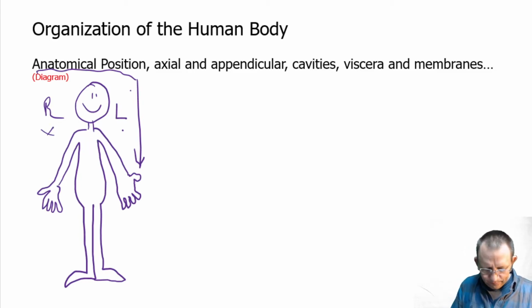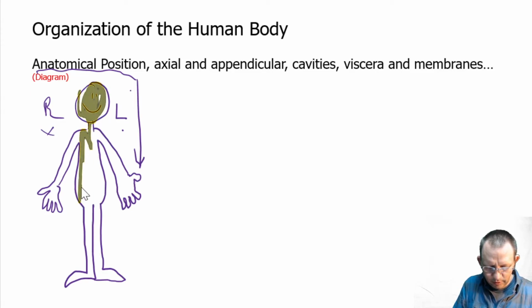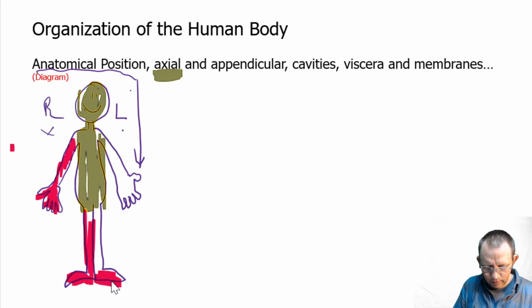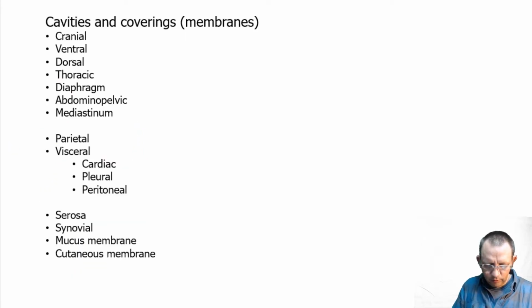Okay, axial is going to be really, let's change this around a little bit. Axial is this. This is all the axial part of the body, right through there. Appendicular, we get through there, and we're going to go out through here. That's going to be his arms and his legs. These are the appendages, so that's the appendicular part of the body. Okay, let's go to the next one here.